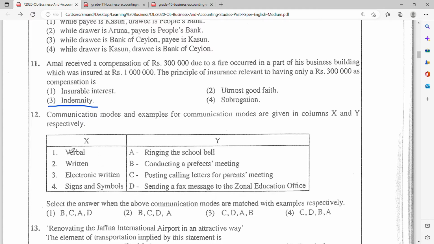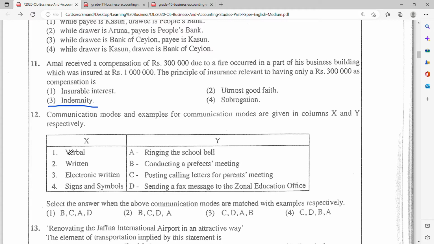Example for verbal communication: verbal communication means your communication is done through speaking. Here, ringing the school bell, you don't speak. Conducting a prefects meeting, yes, you have to speak. So that's the example for verbal. Written: ringing the school bell is not the example for written. Posting calling letters for parents meeting. Here you are communicating through the written medium. You have written something and through that you are communicating.